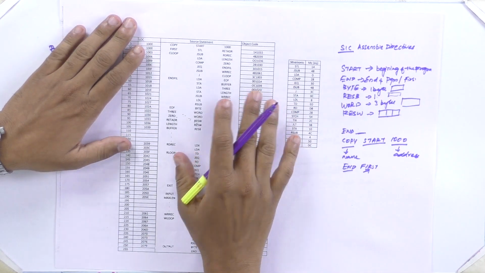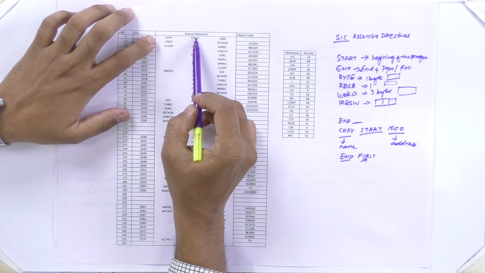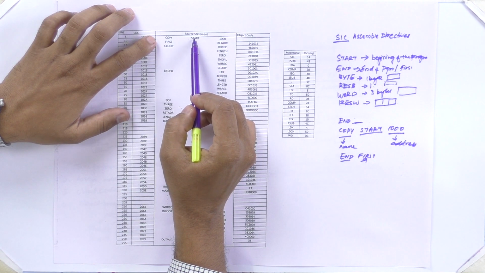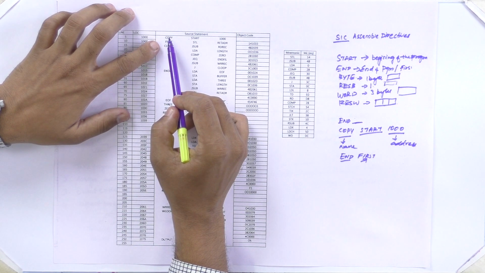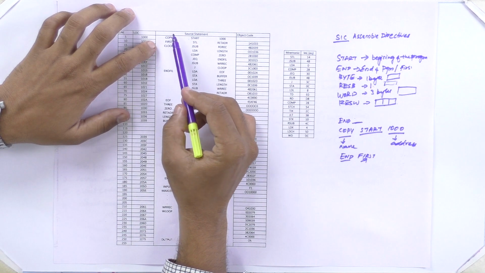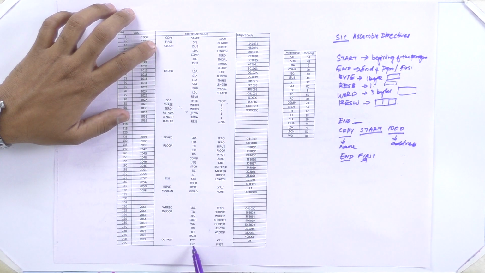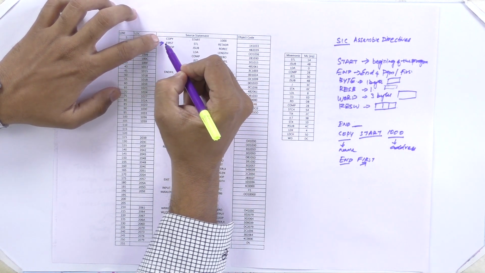So we'll start the program. Here we have the first line, COPY START 1000. That means START is the starting of the program, COPY specifies the name of the program, and the starting address is 1000. And we'll search for END. END is at the end, and it specifies FIRST. That means FIRST is the first executable statement. So this is the first executable statement.